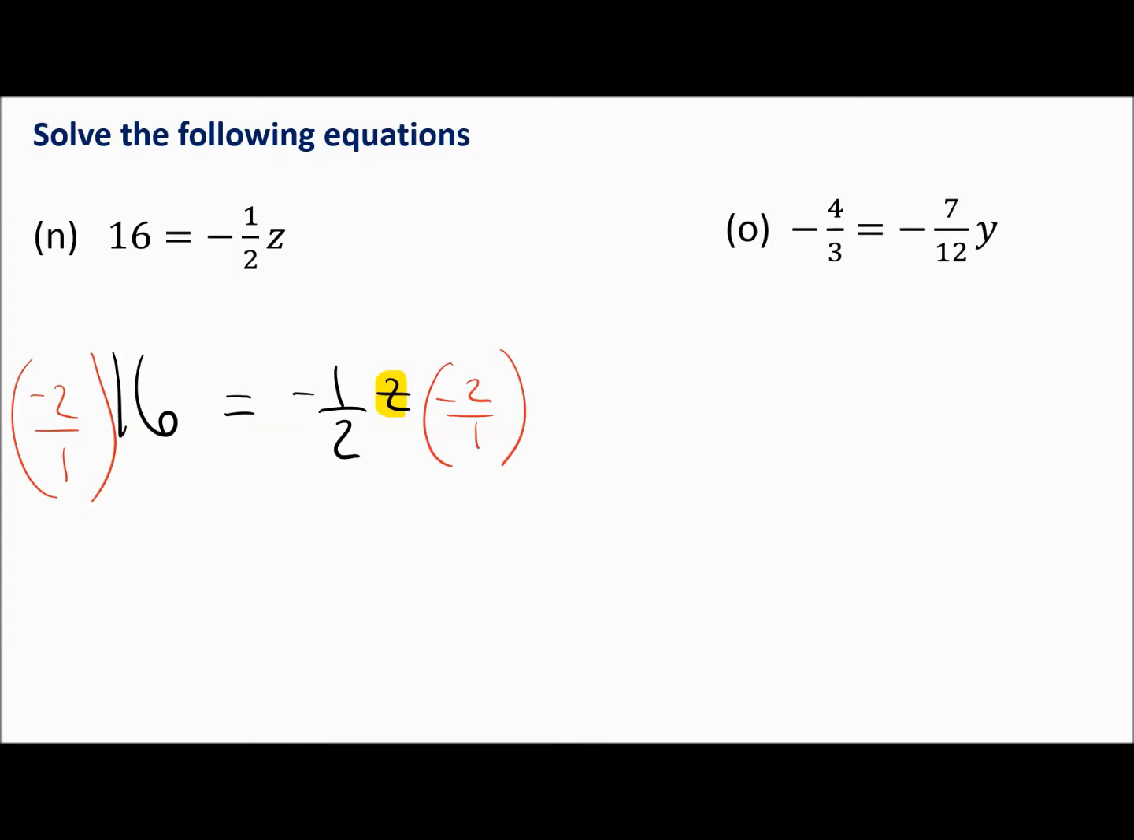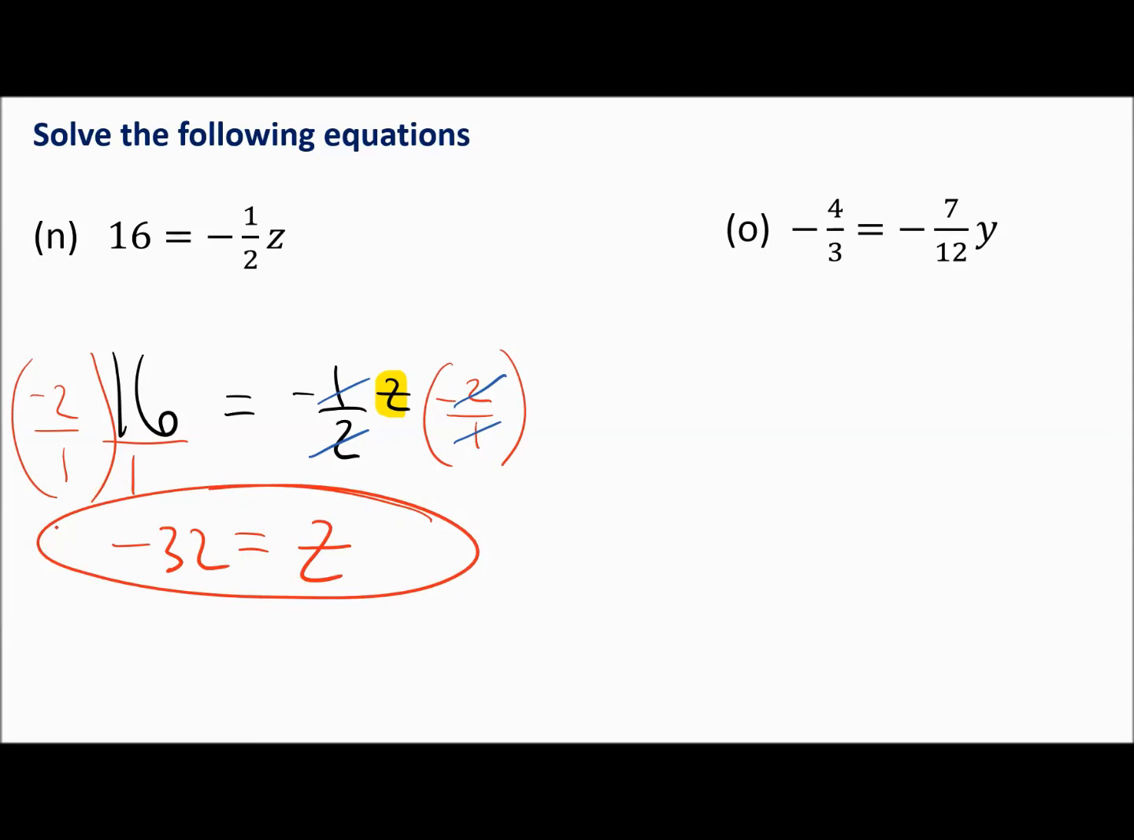Well, the 2's cancel because there's a numerator and denominator. The 1's cancel, numerator and denominator. A negative times a negative is a positive. Yeah, that just leaves me with z over there. And what about on the other side? Well, on the other side, I am multiplying negative 2 times the positive 16. Remember that 16 is really over 1. That's going to be negative 32 over 1, which is just negative 32.